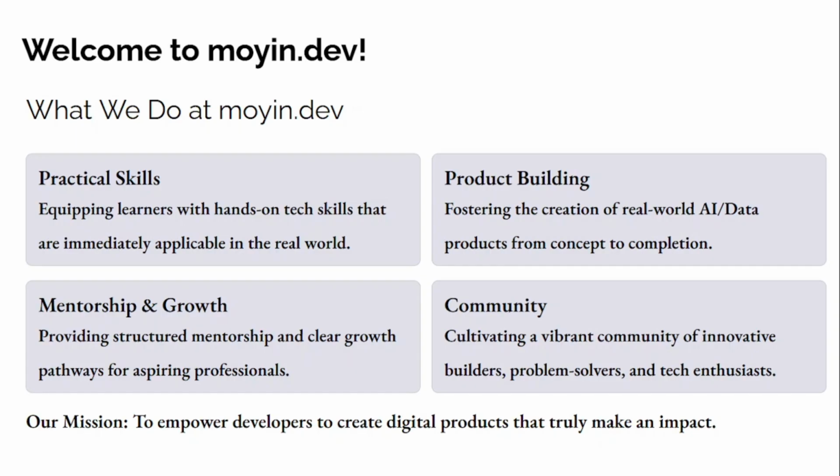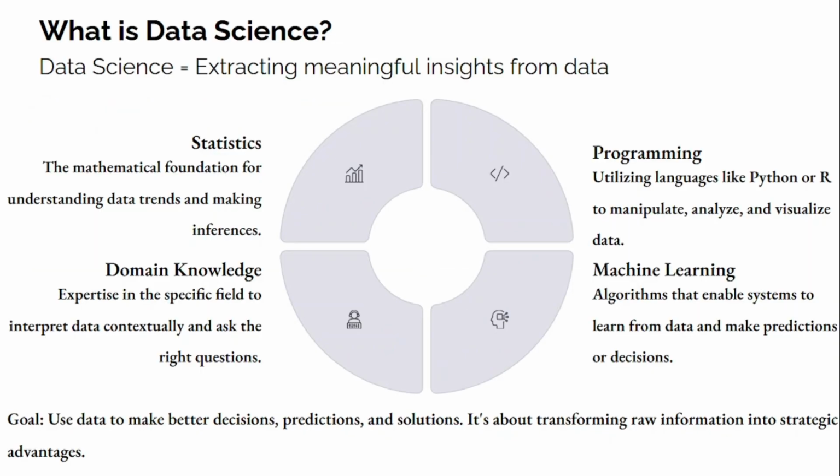So we want to teach and then set persons who are being taught, then go ahead to build these products. So the big picture here is not just to teach things like AI and data science, but to bring in other aspects such as UI, UX, web development, and so much more. We want to equip learners with hands-on tech skills that are immediately applicable in the real world. So we are heavy and big on problem solving. That's moyin.dev. Then foster a creation of real-world AI data products from conception to completion, a community of innovative developers, problem solvers, and tech enthusiasts. So like I said, we are big on problem solving, we are big on making impact.